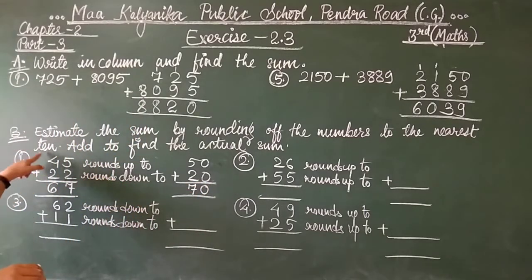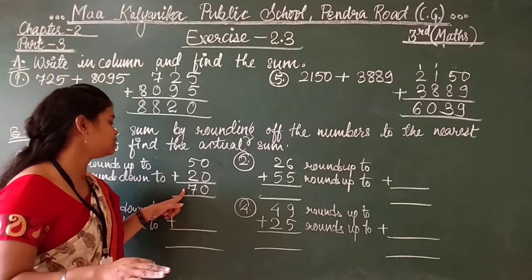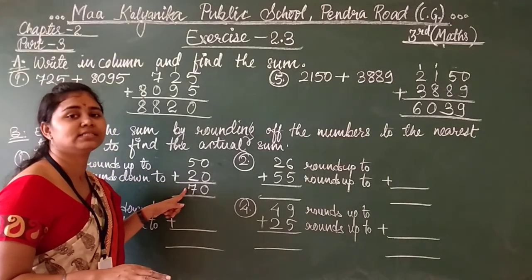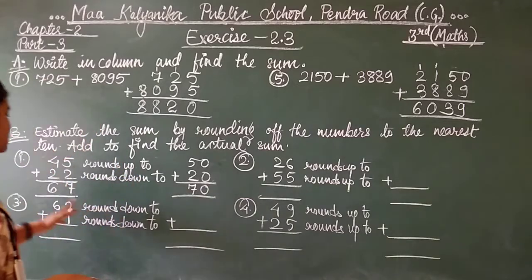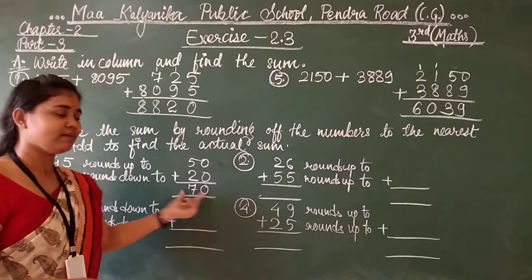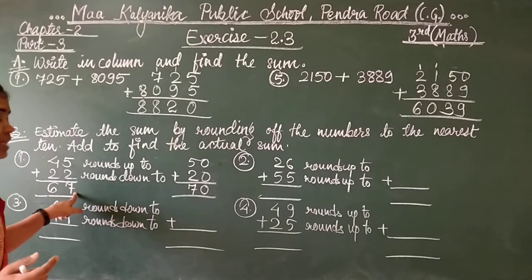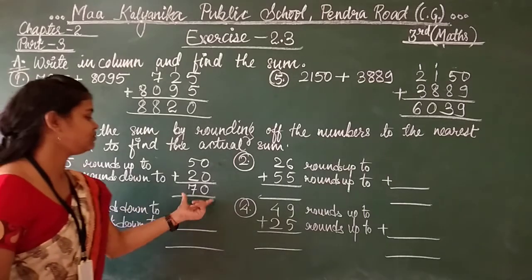Here is the difference. The actual sum is 67, and the estimated sum after rounding off to the nearest 10 is 70. So 67, if we are rounding off, we get 70. Why? Because 67 lies in the range 60 to 70, and 7 is more than 5, so it will move to 70.